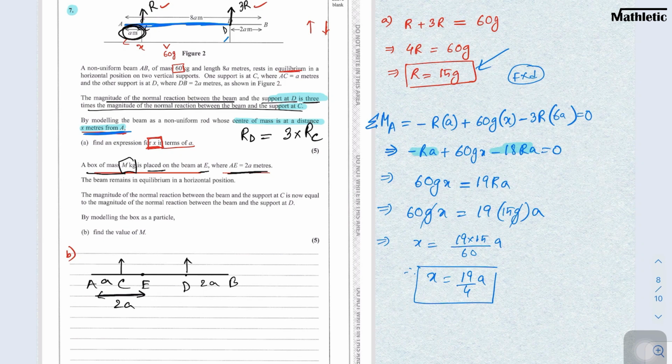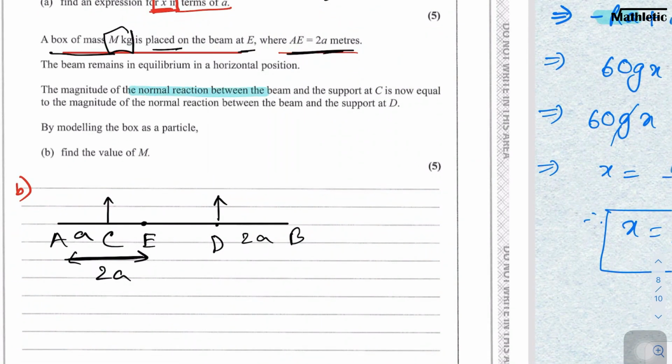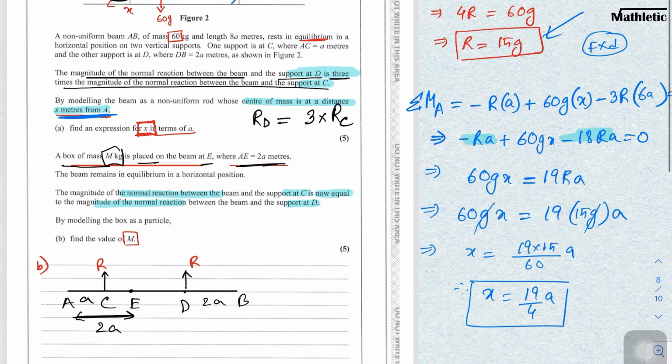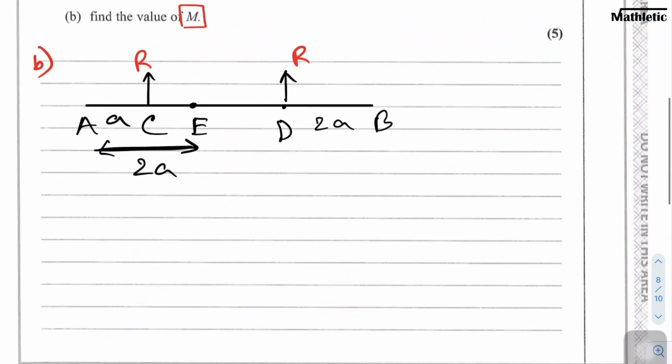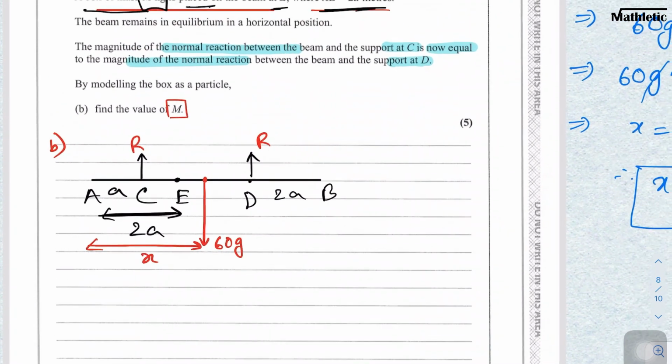Then the magnitude of the normal reaction at C is now equal to that of D. So the reaction forces are now equal. So R, we need to calculate the value for M. And the weight of this beam, which was 60g, is at x meters from A, right? So those situations are the same, those are unchanged. So let's use this point 60g, and from A this total distance is x. Okay, so this is the new diagram, and we will do the same thing.